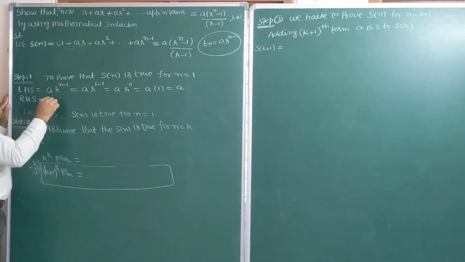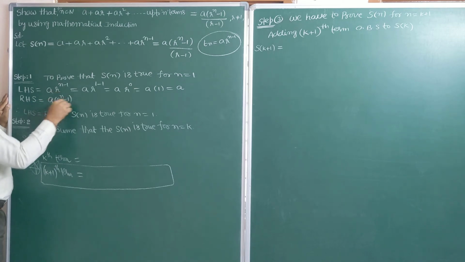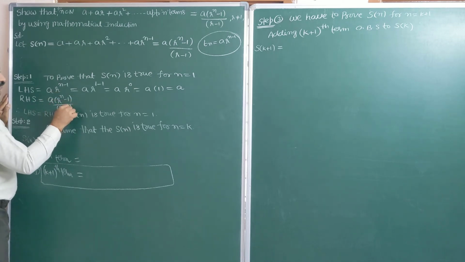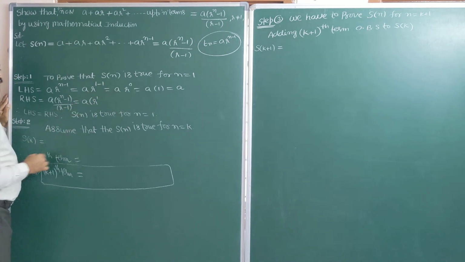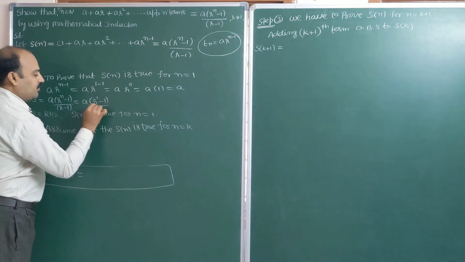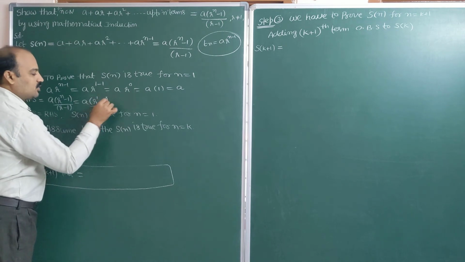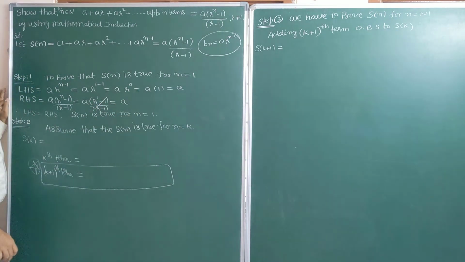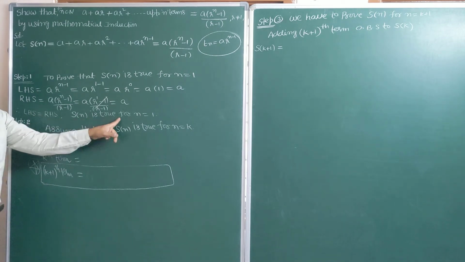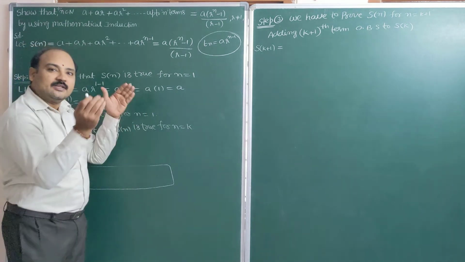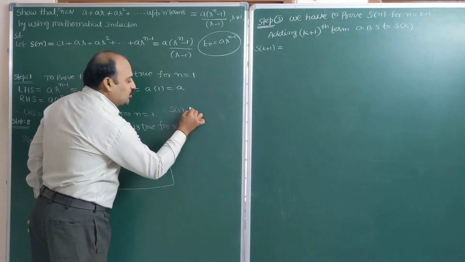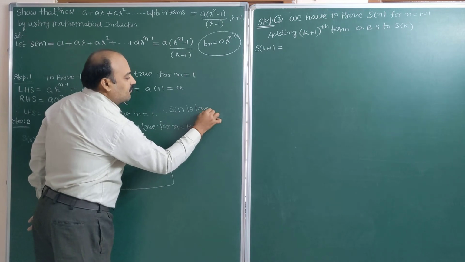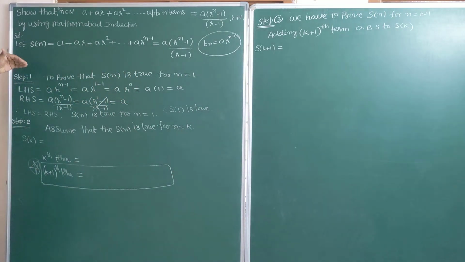RHS value: a into r power n minus 1 divided by r minus 1. So a into r power n, with n value 1, minus 1, divided by r minus 1. So r minus 1 gets cancelled, which is equal to a. Whenever LHS equals RHS, S of n is true for n equal to 1. That means S of 1 is true. Therefore, S of 1 is true. So the first step is completed in this question.